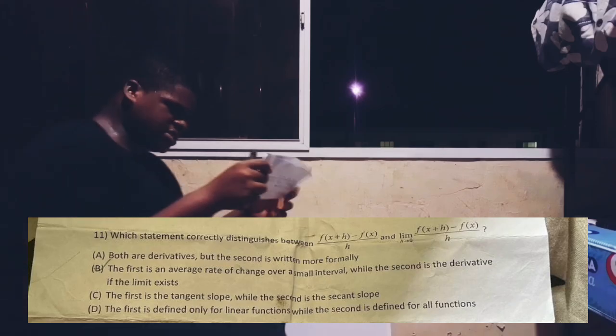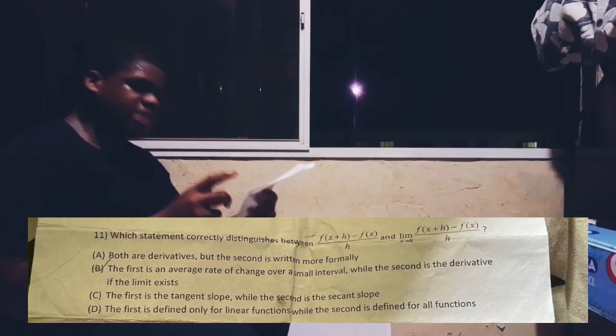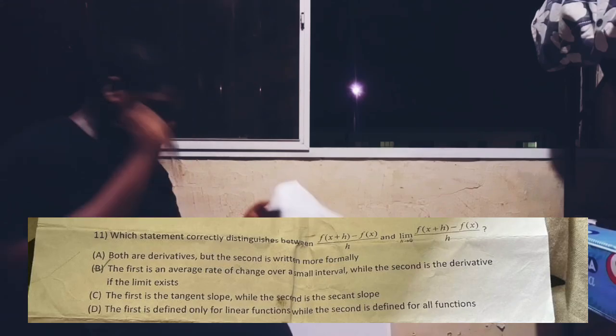One of them is the average rate of change, while the second one is the derivative. So option B is the correct answer. The first one is not a derivative. The first depends on the average rate of change over a small interval. That's correct. The second is a derivative if the limit exists. That's correct.